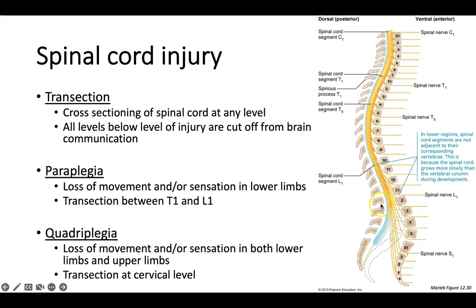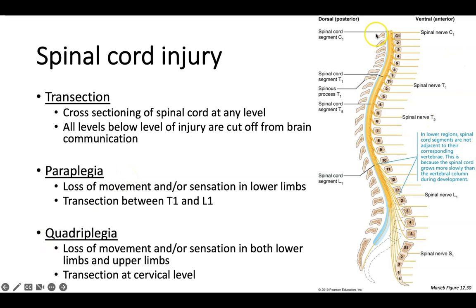That means, for instance, if the injury happens down here in the thoracic or lumbar regions, then anything below that, so mainly you'll see the lower half of the body, like the lower limbs, will be cut off from the brain. This means you're unable to now perceive any stimuli to those lower limbs, and you may be unable to move the lower limbs. So this is known as paraplegia.